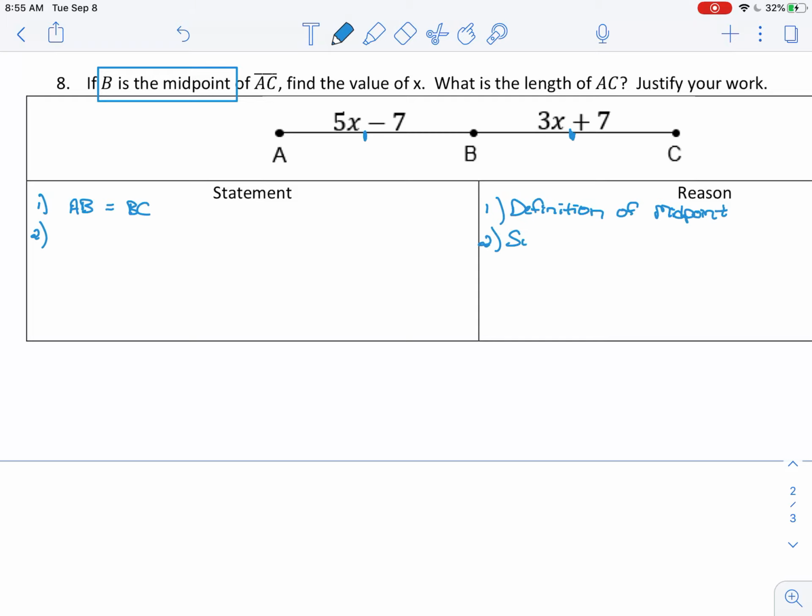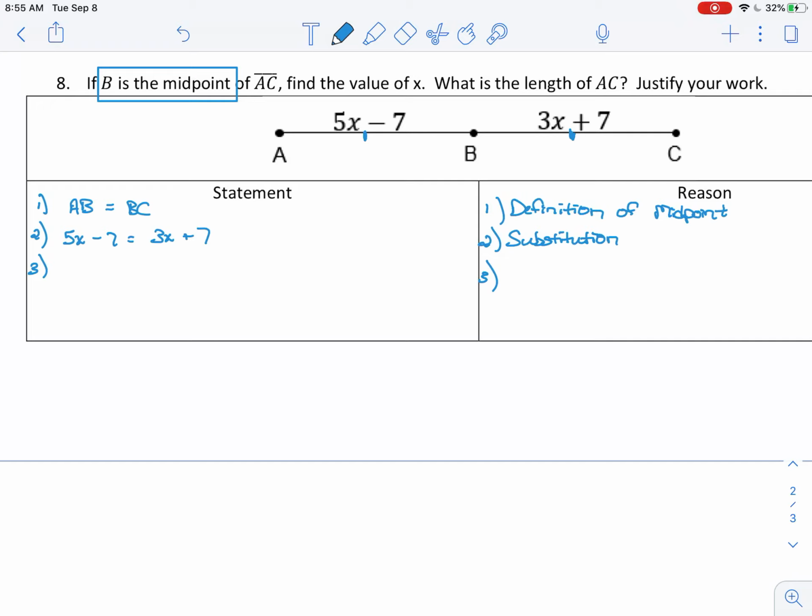Just like last time, we're going to use a substitution property. I'm not sure I can remember a single geometry problem that doesn't have substitution as reason number 2. So figure out something without numbers in it, and then substitute your numbers in. So 5x minus 7 is AB, 3x plus 7 is BC. There are no like terms to simplify here because they're on different sides of the equal sign.